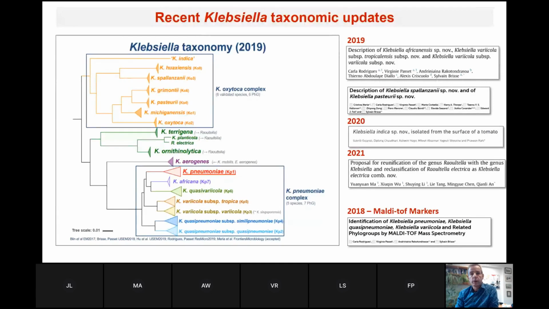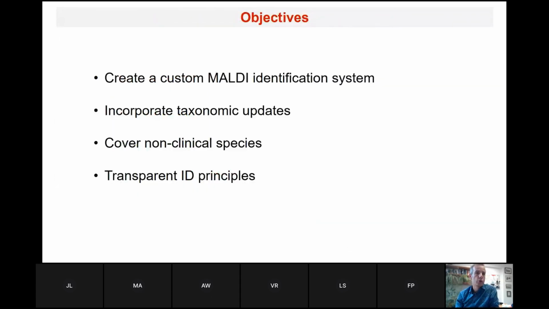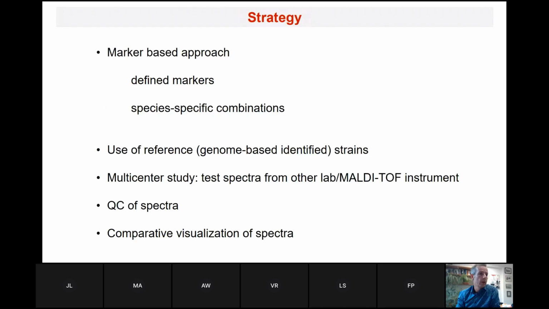Due to this rapid evolution in the taxonomy, the databases that are typically used in clinical labs are not updated and don't include this diversity of novel species. So we are interested in creating a custom MALDI-TOF identification system to incorporate these novel taxonomic updates, and also to cover non-clinical species, because we know that Bruker and bioMérieux may not be totally interested in covering these species sometimes.